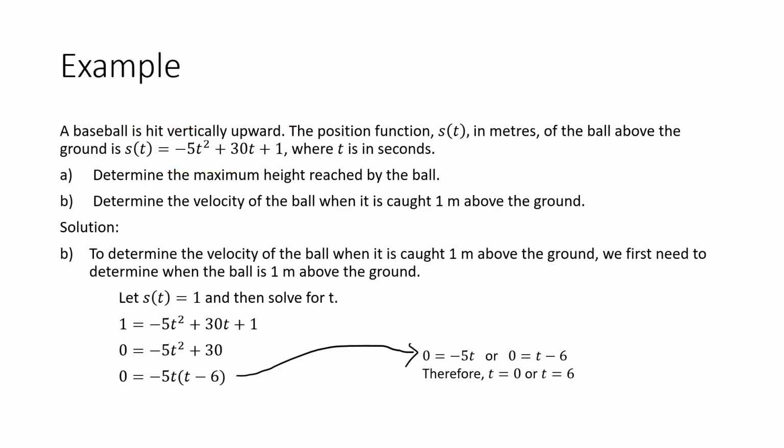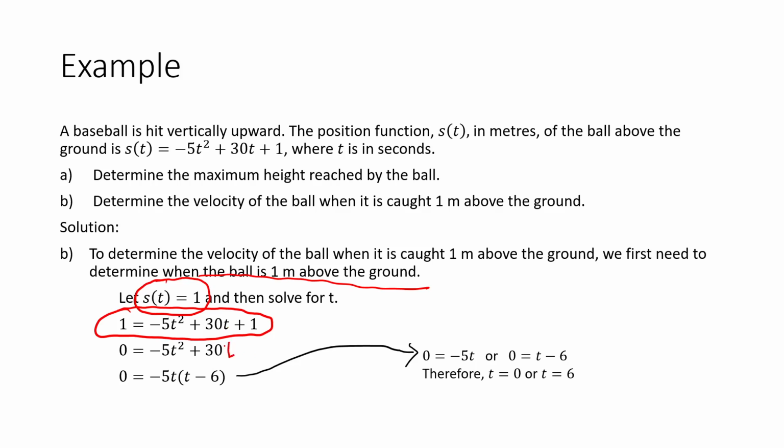Now, to answer part B, we want to know what's the velocity of the ball when it's caught 1 meter above the ground. Well, in order to do that, we're first going to need to determine when the ball is 1 meter above the ground. Well, 1 meter above the ground is an indicator of position, and position is given by displacement. So what we're going to do is we're going to say, let's let s at t equal 1. And then we're going to solve for t. So if we let 1 equal that expression for s at t, we then see we have a higher order equation, and so we're going to let it equal 0.